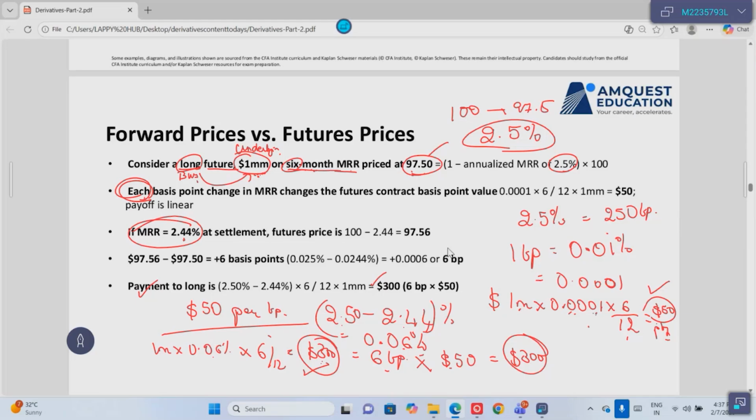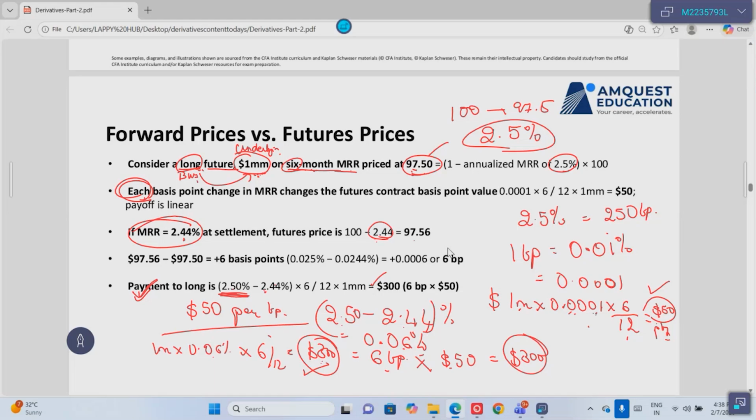Remember to connect the dots. You can do 97.5 minus 97.56, or you could do 2.5 minus 2.44. You get the same answer, which is the payment towards the long position, right? By long, here we have a long future, correct? And here the rate was 2.50 and the market rate was 2.44.